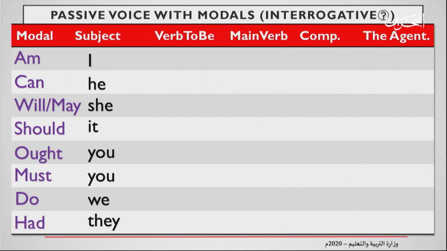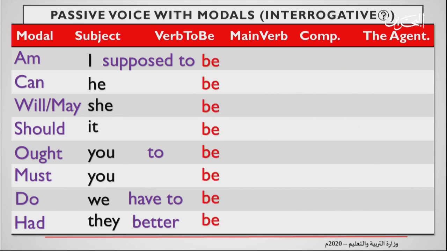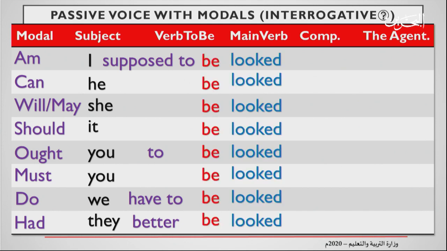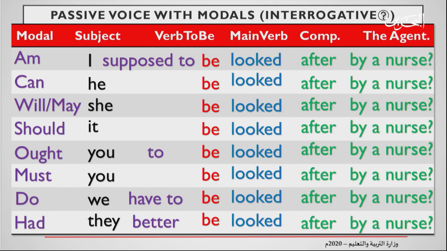and then I complete the modals after the subjects. So I say, am I supposed to? Can he, will she, should it, ought you to, must you, do we have to, then had they better. You see? In building the questions, I had to separate the modals like this. And then I introduce verb to be, which stays the same. And then the example, the main verb, looked after, and then the agent. But this time with a question mark.